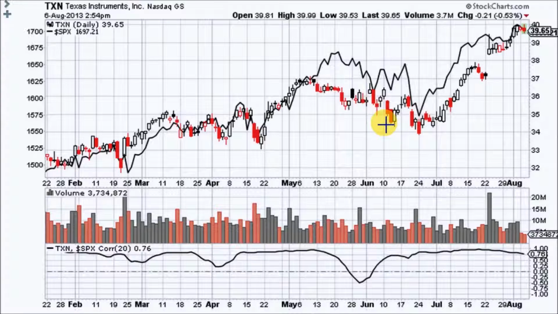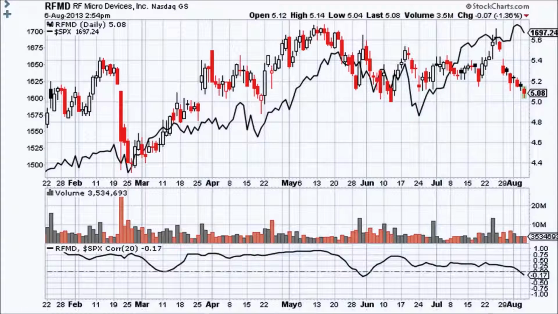Okay, RFMD, RF Micro Devices Incorporated. Yeah, some real strong periods of correlation, only one where it does not move, and here's another one. Okay, after some earnings, bad earnings or bad news, down, market goes up.